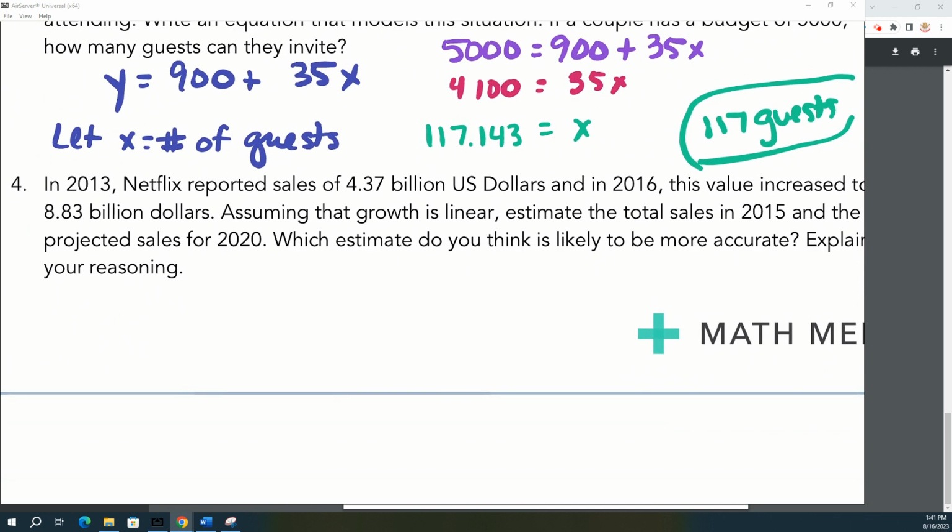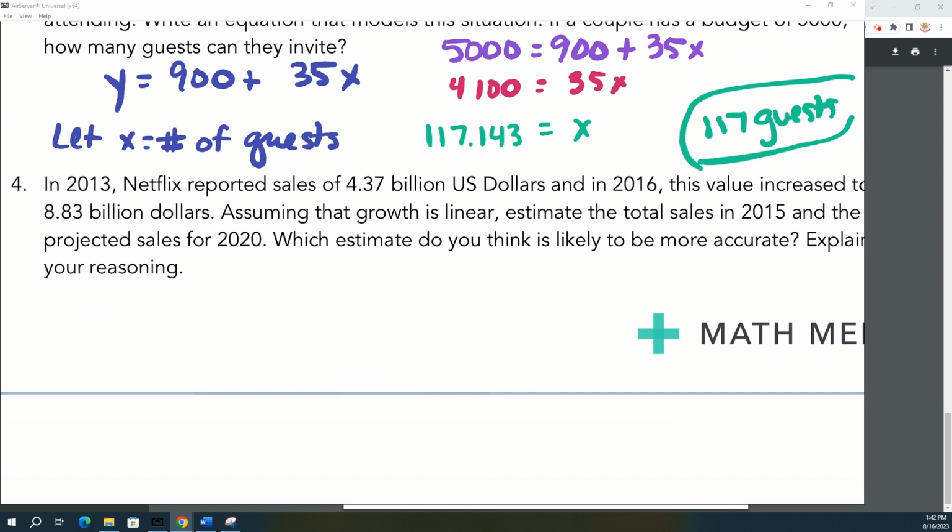All right, and then the last question is about Netflix. So in 2013, Netflix reported sales of 4.37 billion US dollars. And then in 2016, their sales were $8.8 billion. Let's assume that the growth is linear. We're going to do a couple of estimates, for 2015 and for 2020. Now, I probably should have changed this problem a little bit because 2020 has already happened, but let's pretend we're figuring this out in 2016.